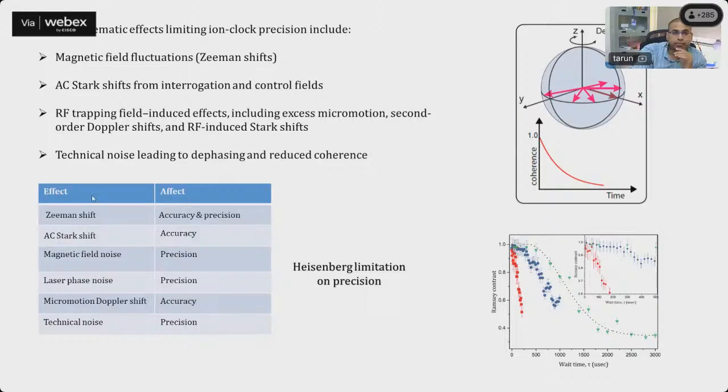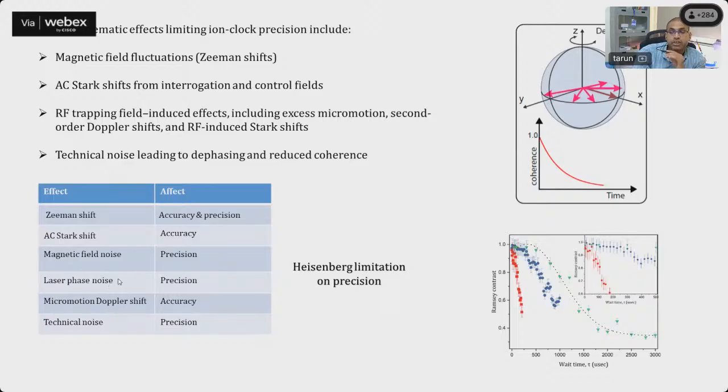Here you can see I have tabulated these effects that can destabilize the accuracy as well as precision. There is another effect, which is the Stark shift, which I'm going to talk about later. That can also destabilize accuracy. Magnetic field noise will come because we have a pair of coils and current is flowing through the coils, so how good your source is, where you are getting the current from, matters.